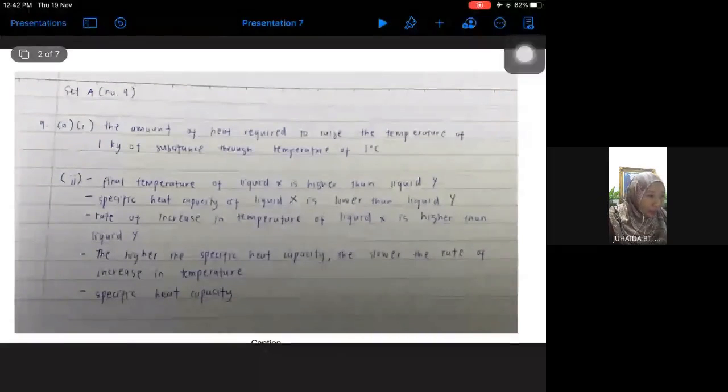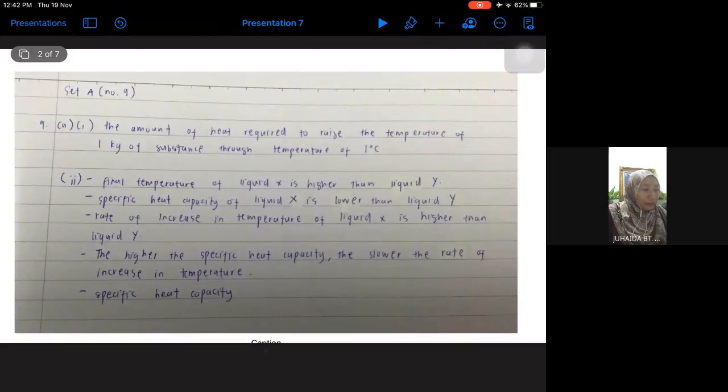Betul Dura? Is it your answer? Ya. Yes. Okay. Faham ya? Okay, next question. Dura? Next dia tanya, relate the specific heat capacity of liquid with the rate of increase in temperature to deduce one physics concept. Our answer is the higher the specific heat capacity, the slower the rate of increase in temperature. The higher the specific heat capacity, the lower the rate of increase in temperature.